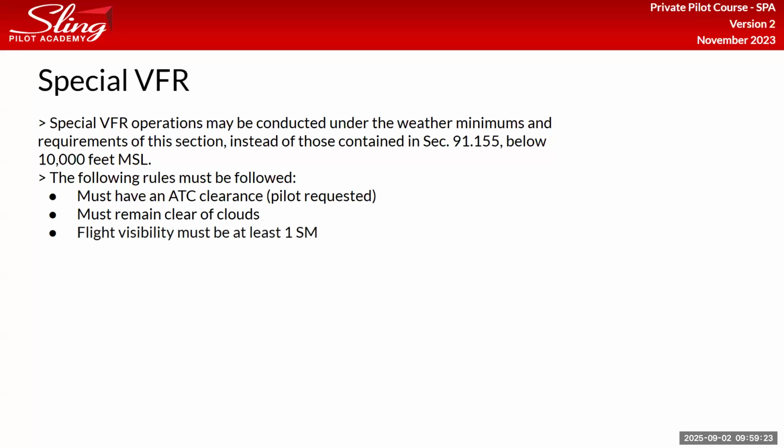And the flight visibility must be at least 1 statute mile, which is very, very low, so it shouldn't be hard to get 1 statute mile. But you can request special VFR to take off. The ground visibility must be at least 1 statute mile if you're going to request it for takeoff. Most people are using special VFR to get back to the airport because weather shifted.